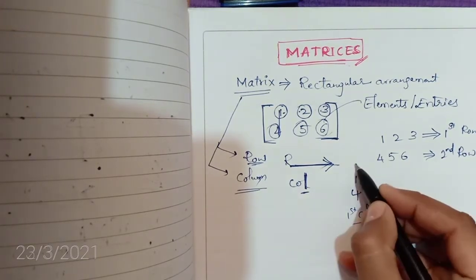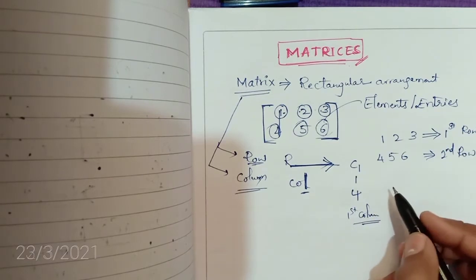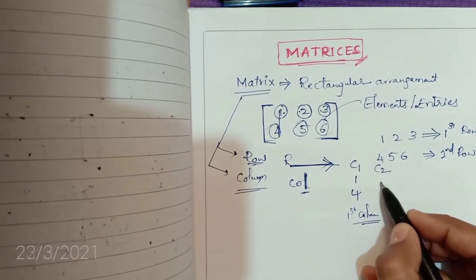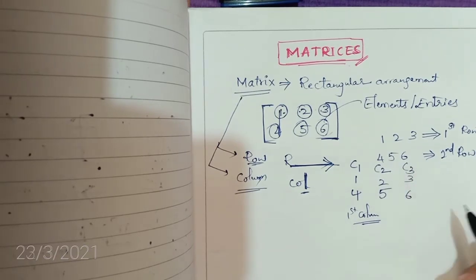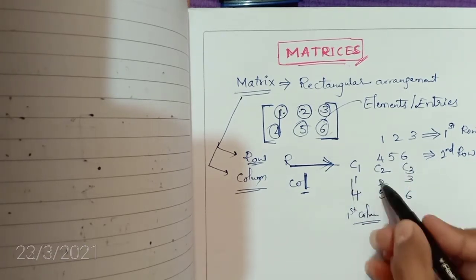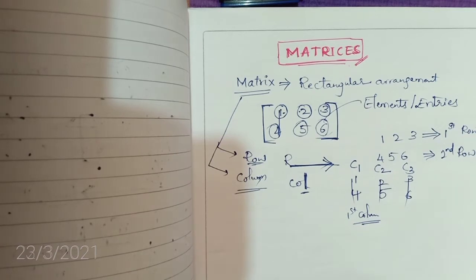If you want, you can write it like C1, just for your understanding. C2 means the second column. C3 is 3 6. So this is the first column, second column, third column. So this is the concept of row and column.